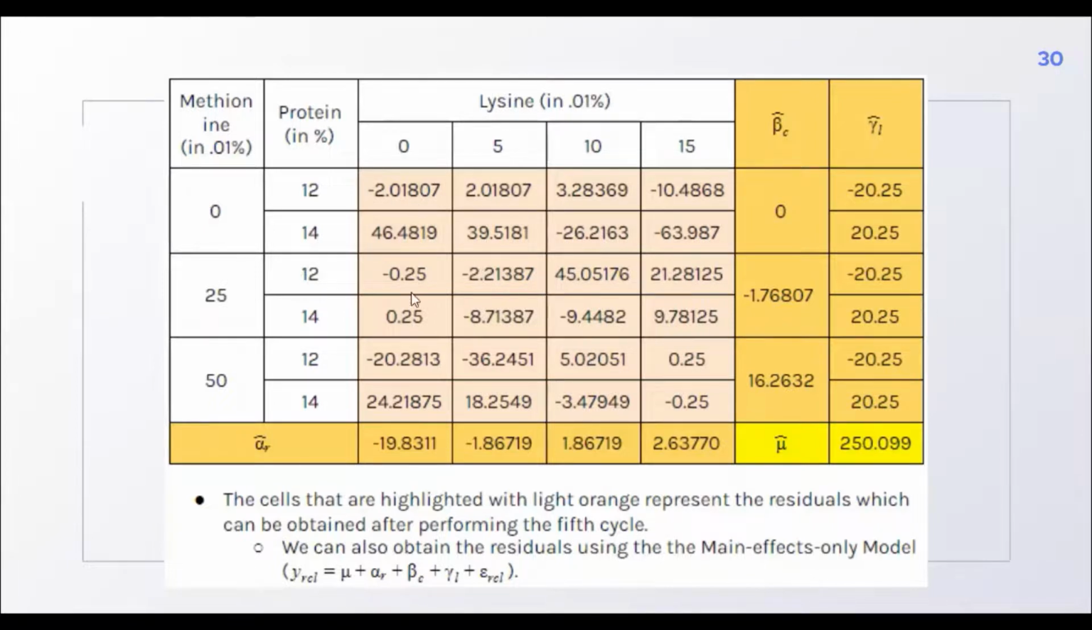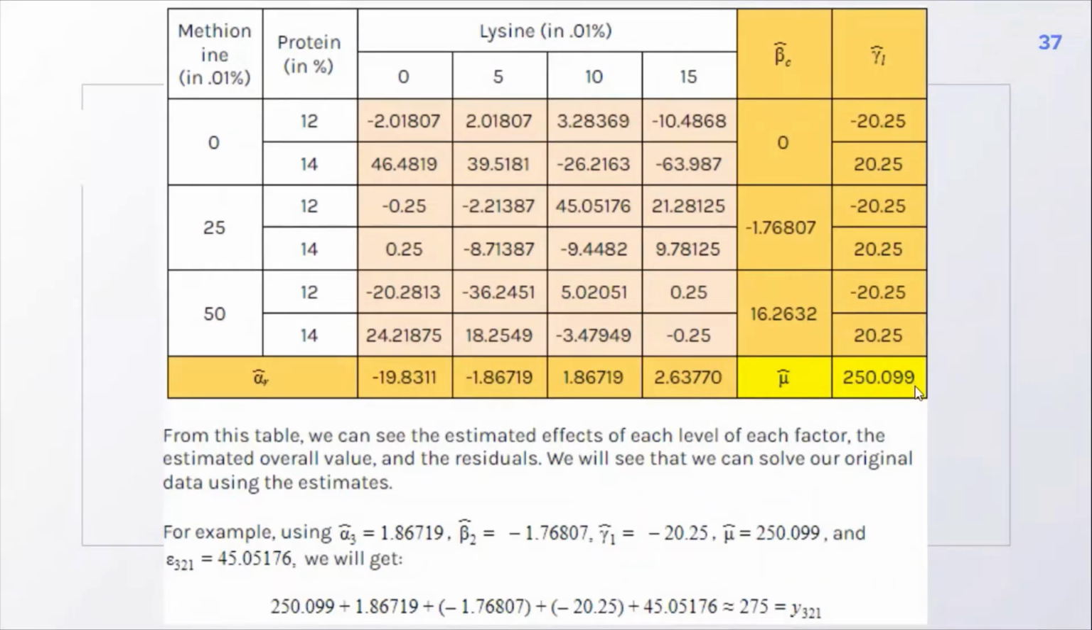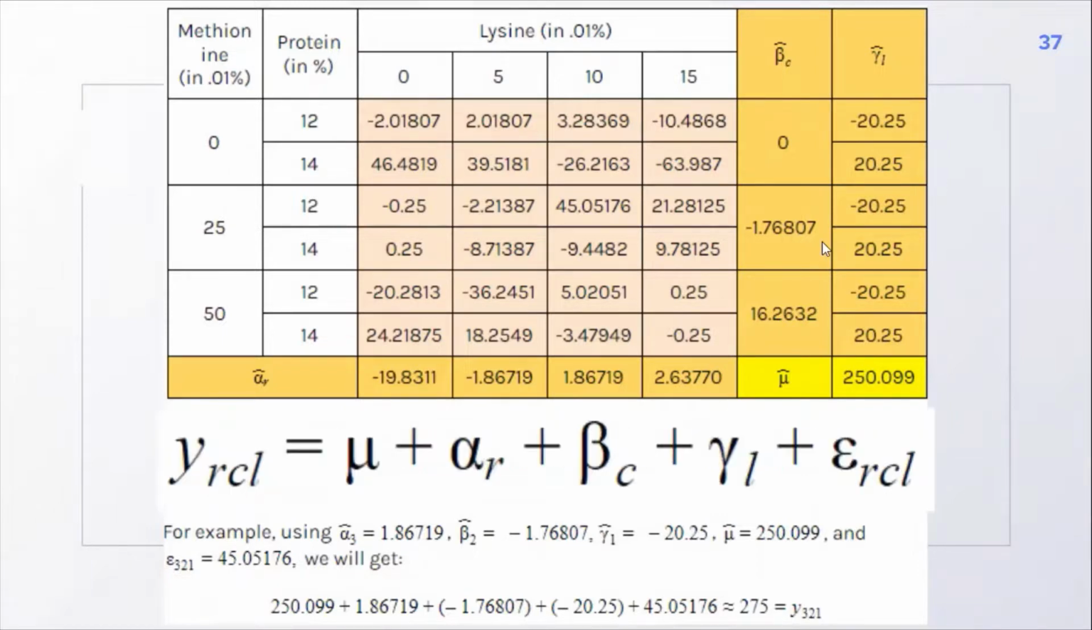The cells that are highlighted with light orange are the residuals, which can be obtained after performing the 5th cycle. Or we could also use the main effects only model. The cells highlighted with orange are the estimated effects of each level of each factor. This is from factor A, factor B, and factor C. And this is the estimated common term. Using the data in this table, we can obtain the original data by the main effects only model.